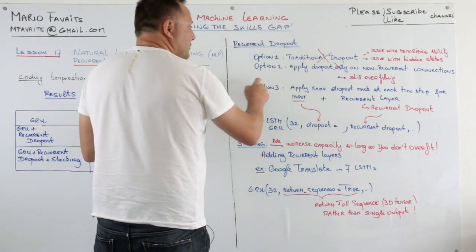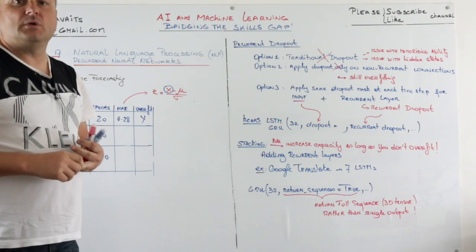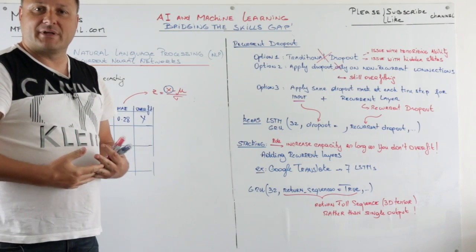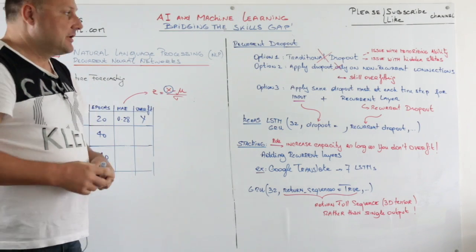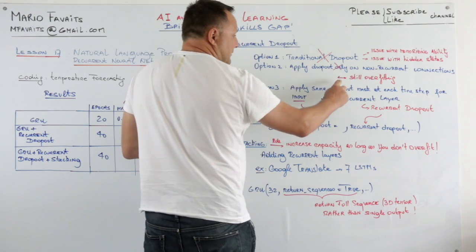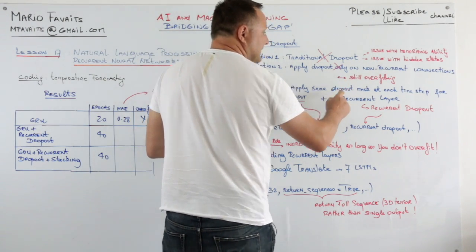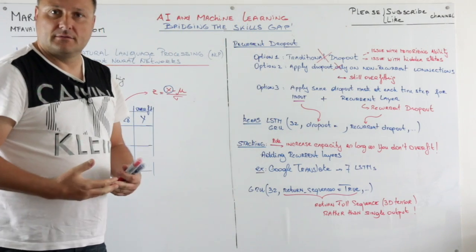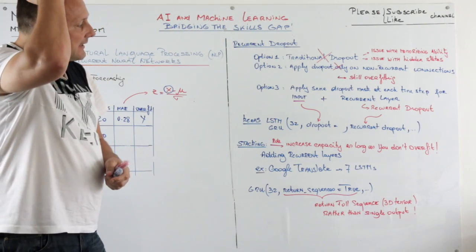So another idea would be to apply dropout only on the input and the output, for example, and not touch the recurrent connections. And research has shown that there's still overfitting here. So also not an ideal case.